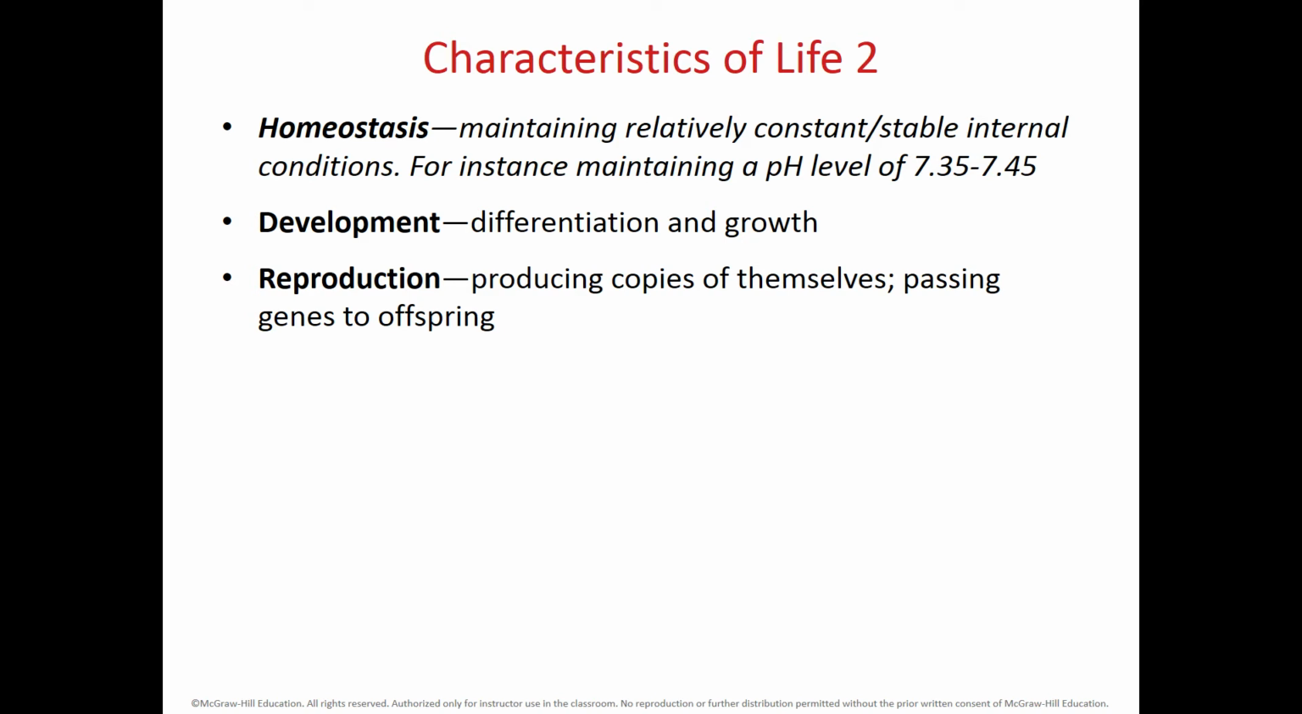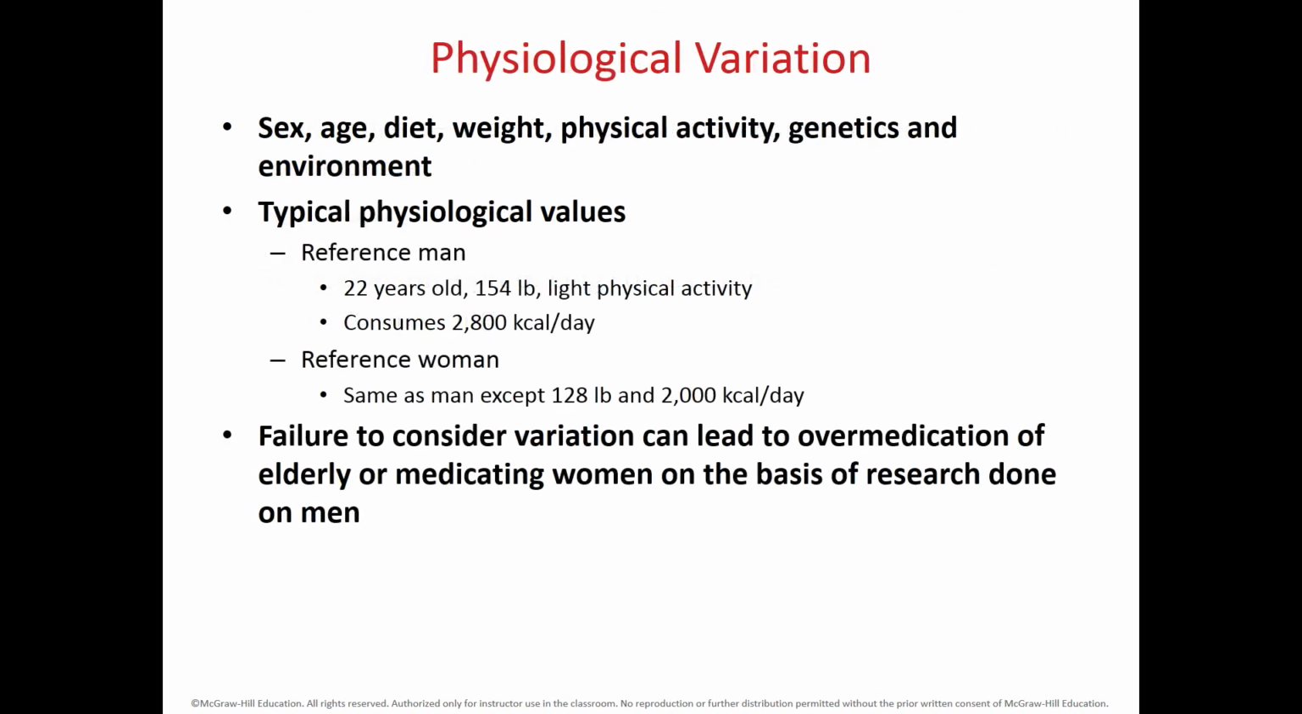Another characteristic of living organisms is that they can differentiate and they can grow, and this is known as development. And of course, living organisms can reproduce. They can produce copies of themselves, and they can pass the genes into the offspring. So this is reproduction, another characteristic of life.